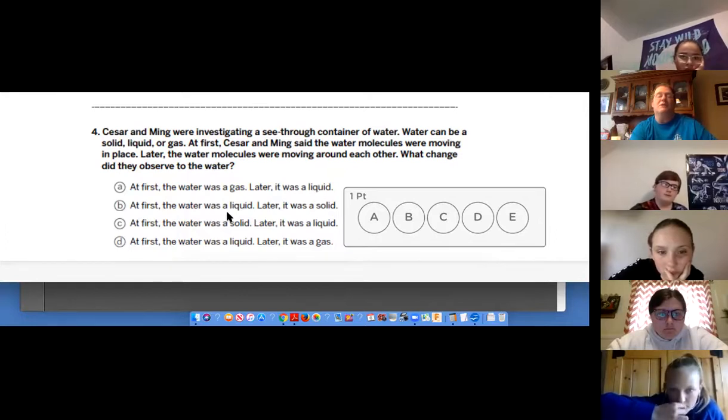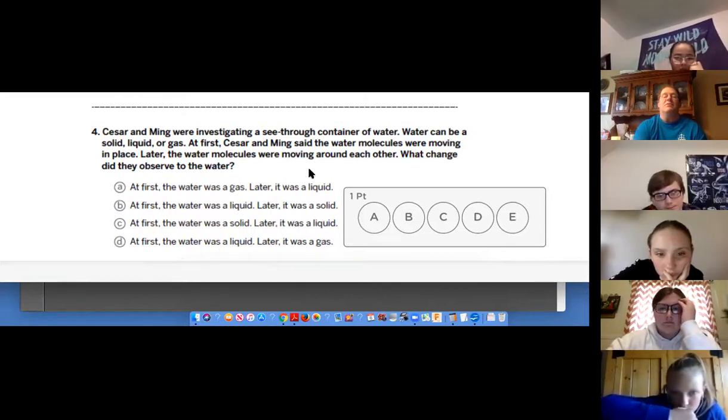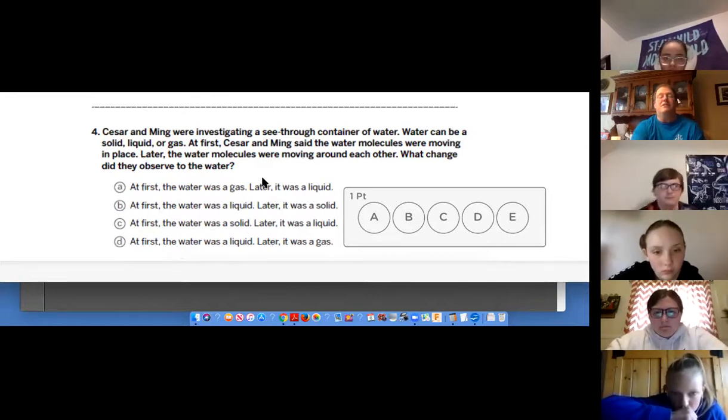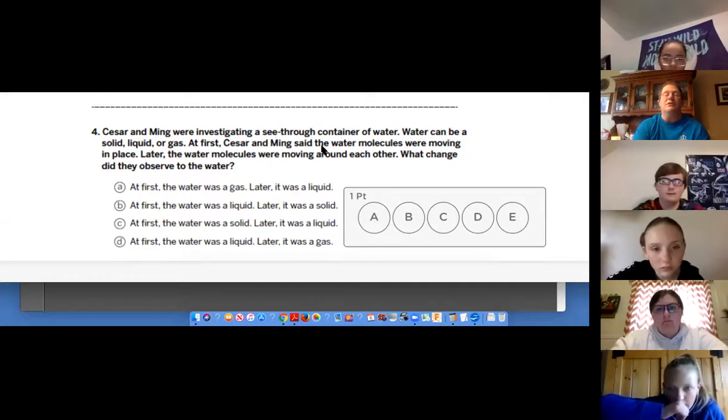At first, the water was a liquid. Then it was a solid. At first, the water was a solid. Then it was a liquid, or at first the water was a liquid, then it was a gas. So remember, first they were moving around each other, or no, first they were moving in place. So what phase has to have substances that just sit and move in place? Should lead you right to the answer if you know what substances do when they just move in place.